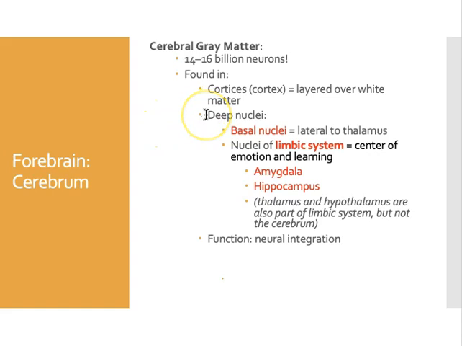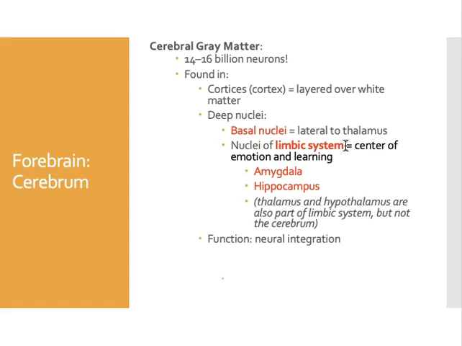There's also gray matter found in what are called deep nuclei of the cerebrum. There are basal nuclei that are located lateral to the thalamus, one on each side. And there are also nuclei of what's known as the limbic system. The limbic system is considered the most primitive portion of the human brain. Sometimes people refer to it as our reptilian brain. The limbic system is the part of the brain that controls some of our most basic primal emotions.